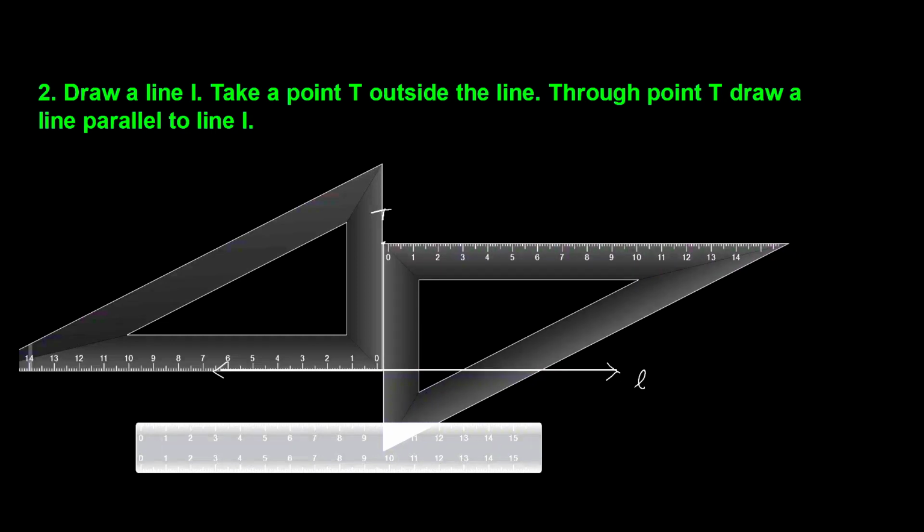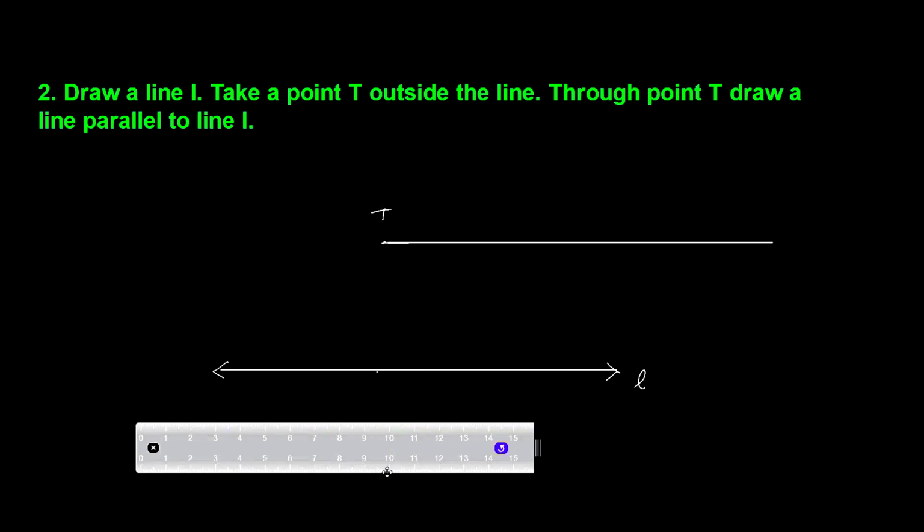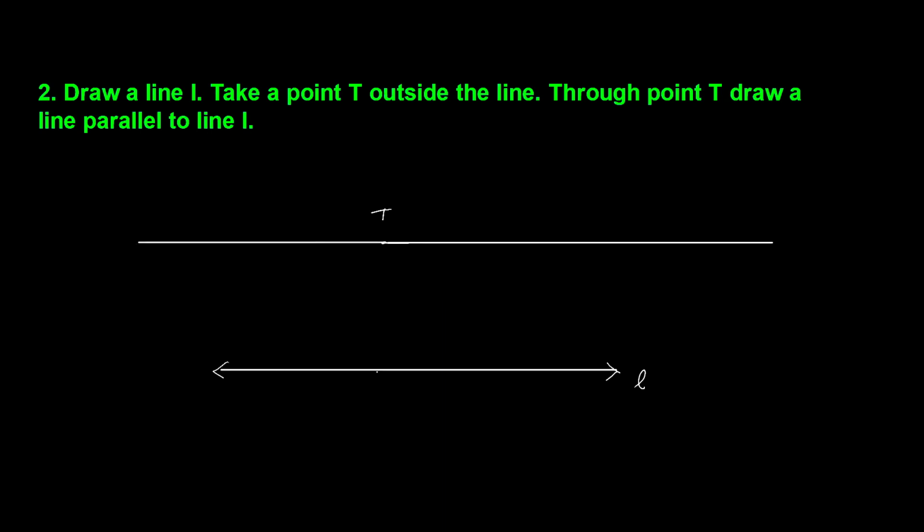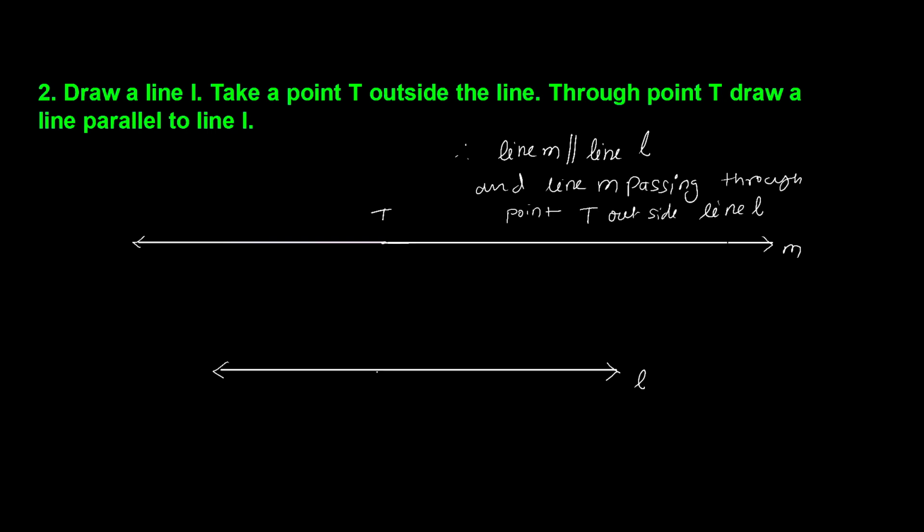Then draw the line along the edge of set square B. Remove the set square. With the help of a ruler, extend the line. Remove the ruler. Show the arrow on both the sides of the line. Give the name of the line. This one is line M. Therefore, line M is parallel to line L and line M is passing through point T outside the line L. This is the required figure.